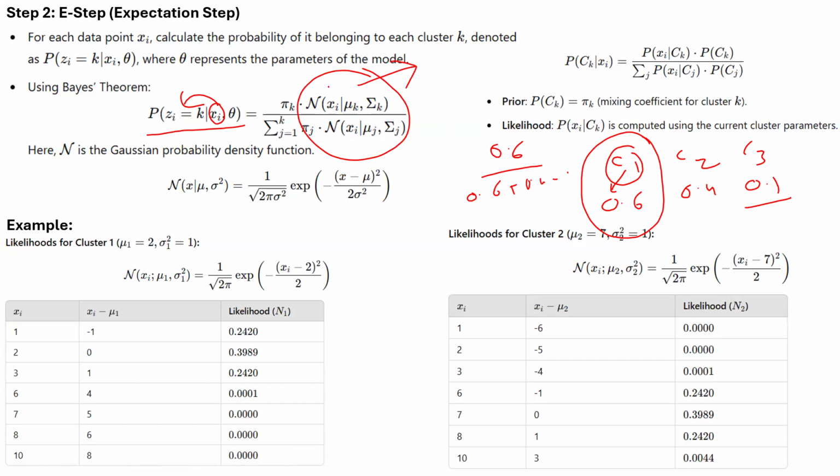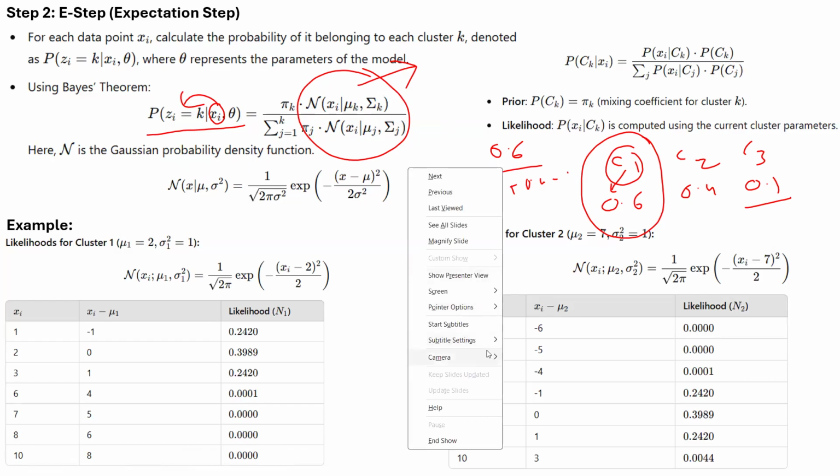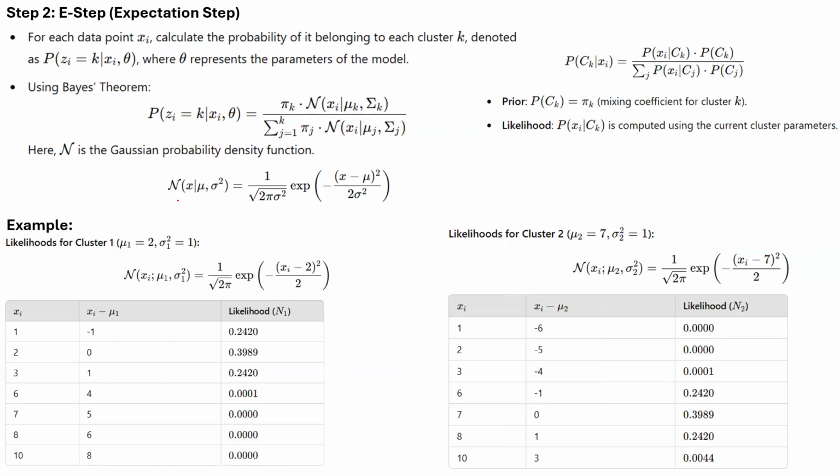The Gaussian probability density function for a normally distributed variable is given by this particular formula. We learned this very long back, and we are all aware of it. This is the normal distribution function, and you know the parameters because you initialize them in the first step itself. You know the value of the mean and the standard deviation, and then you can calculate the Gaussian probability density function for a particular distribution.